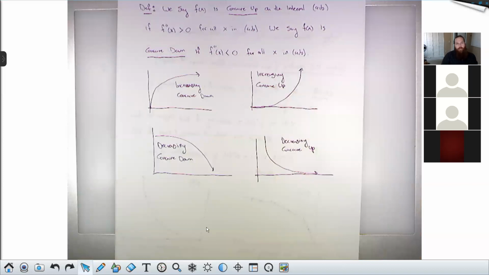The way I like to think of it is if you poured water on top of the graph of a concave down function, the water would all run off of it, right? And if you poured water on the graph of a concave up function, then the water would kind of pool, it would want to collect.